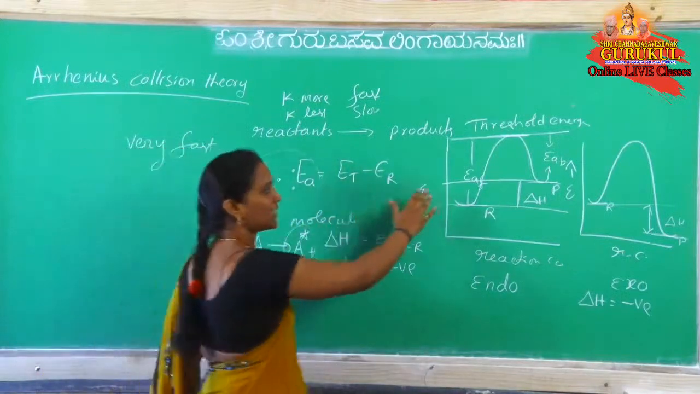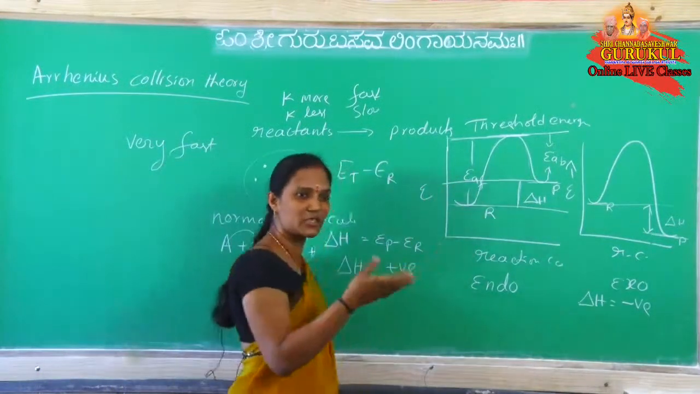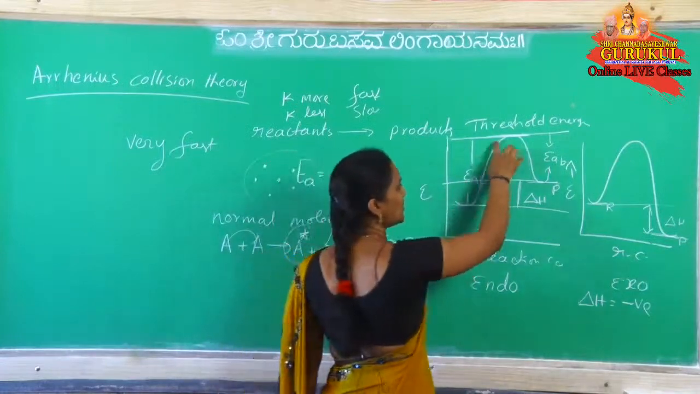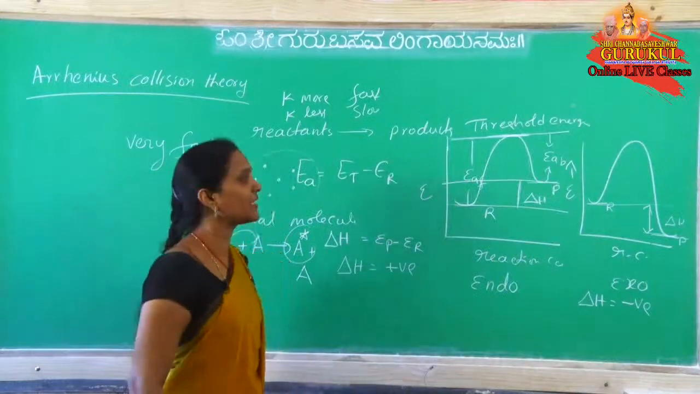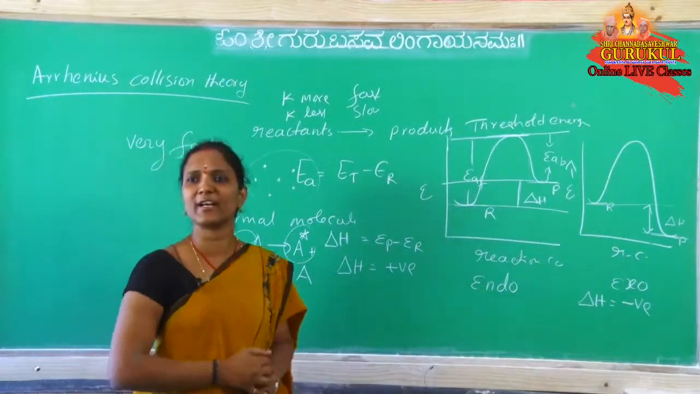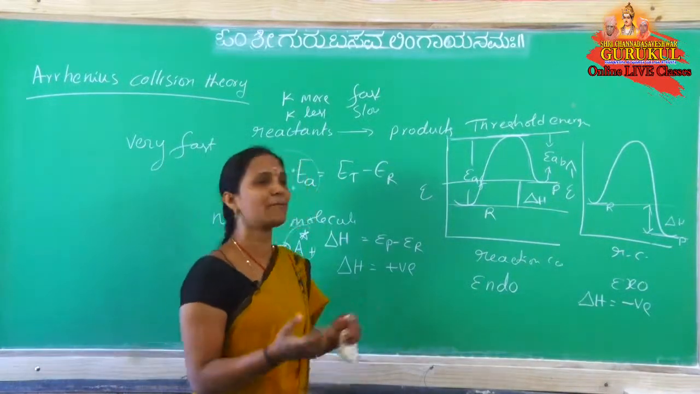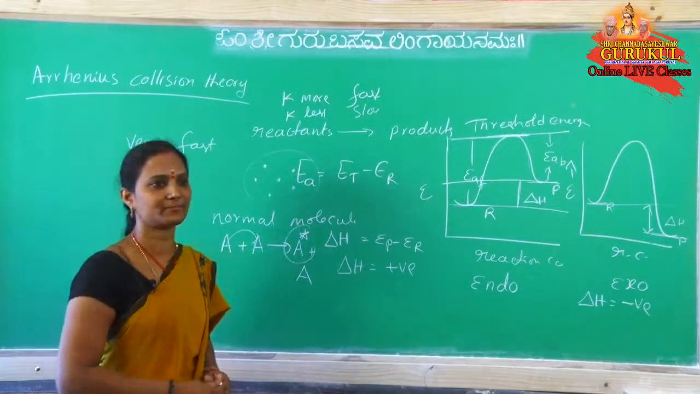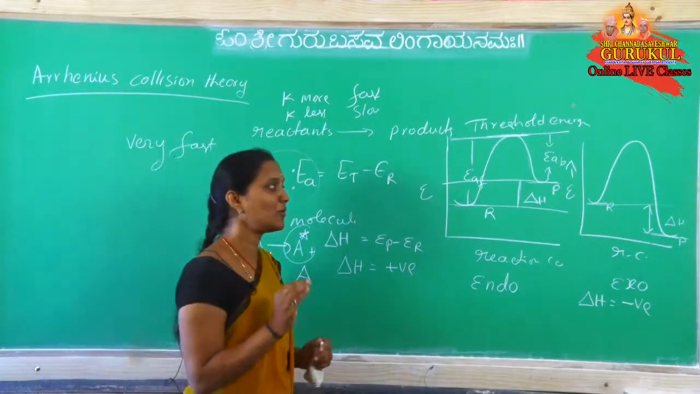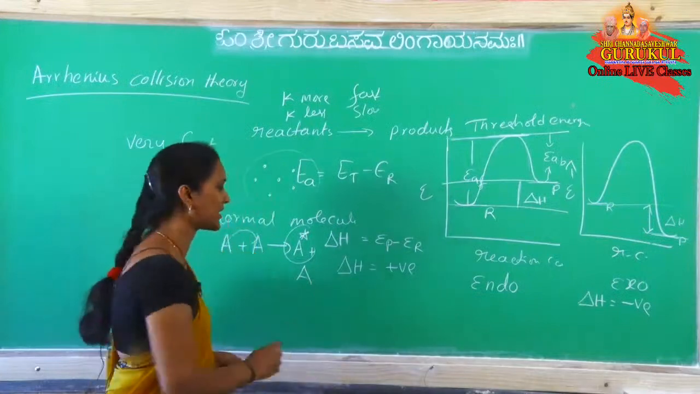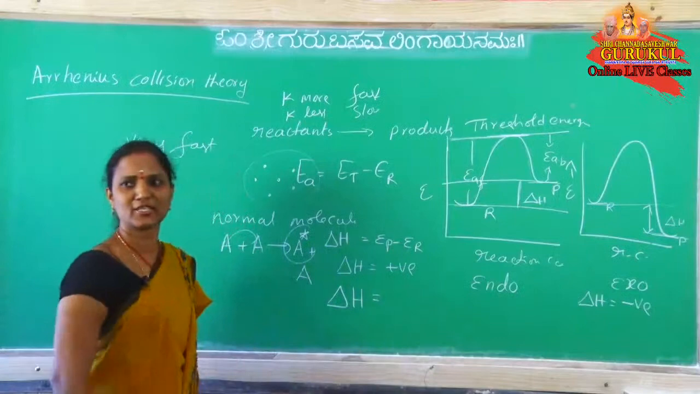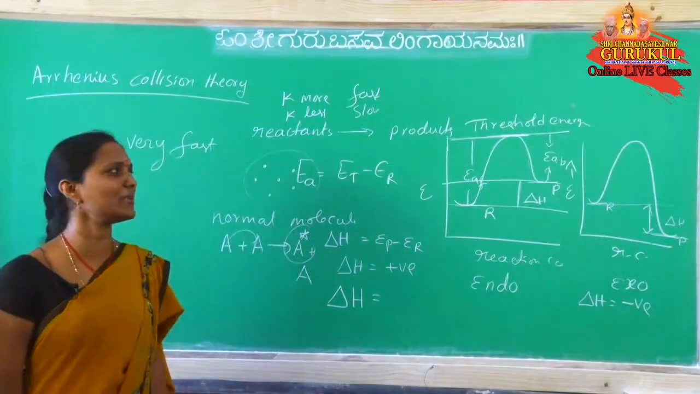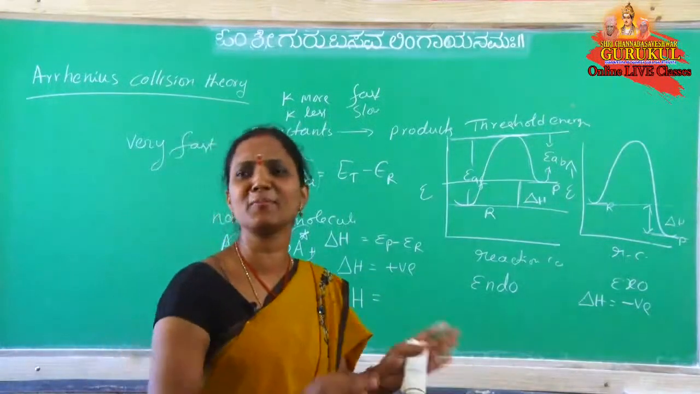Okay, this is the activation energy. If the given reaction is a reversible reaction, this is the activation energy of the forward reaction, and this is the activation energy of the backward reaction. Now, how to get the formula to find delta H if forward and backward activation energies are given? What is the formula? Backward minus forward, or forward minus backward?